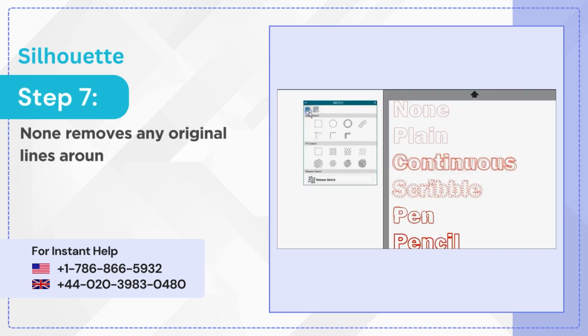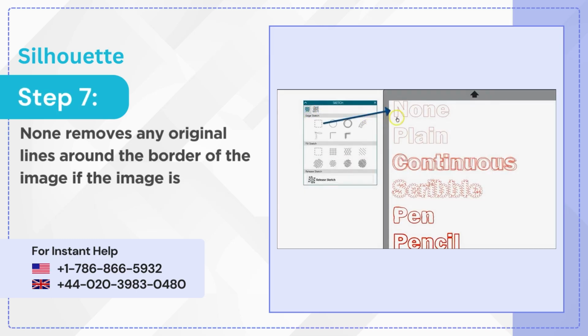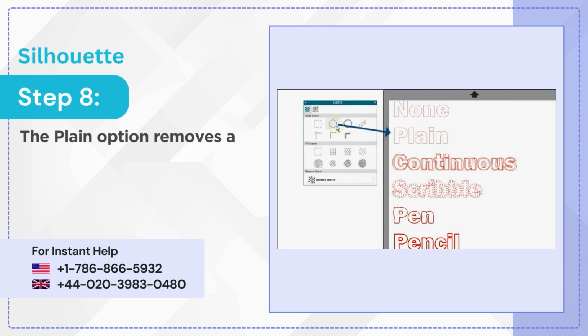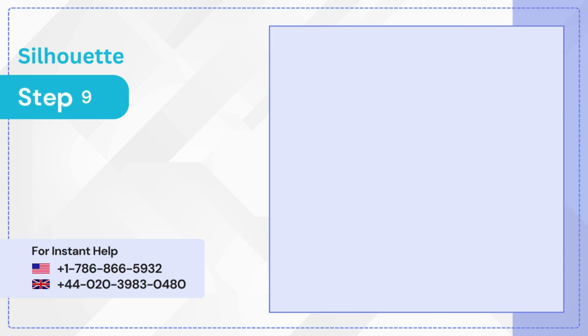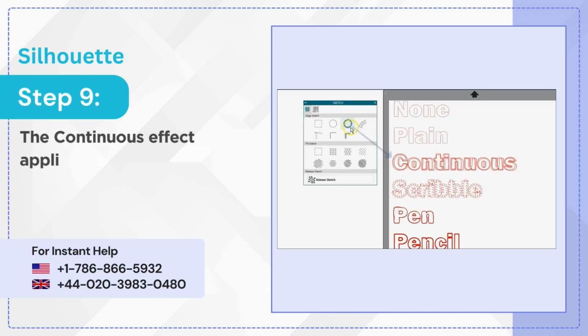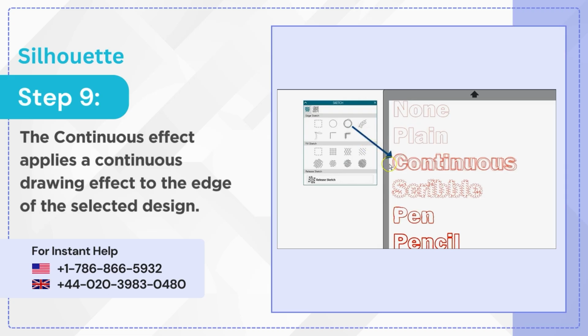Step 7. None removes any original lines around the border of the image if the image is filled with one of the fill sketch effects. Step 8. The plain option removes a simple plain edge around the design or reverts the image to its original state. Step 9. The continuous effect applies a continuous drawing effect to the edge of the selected design.